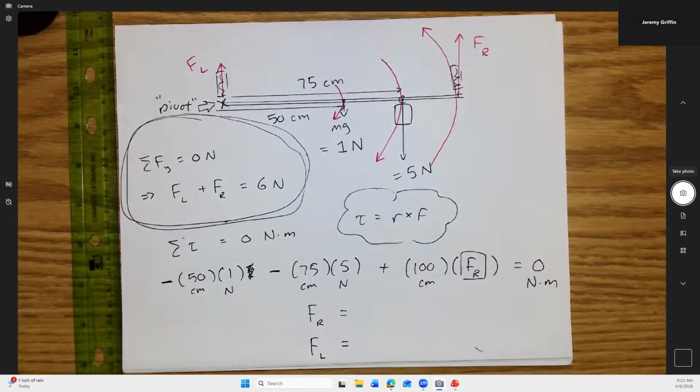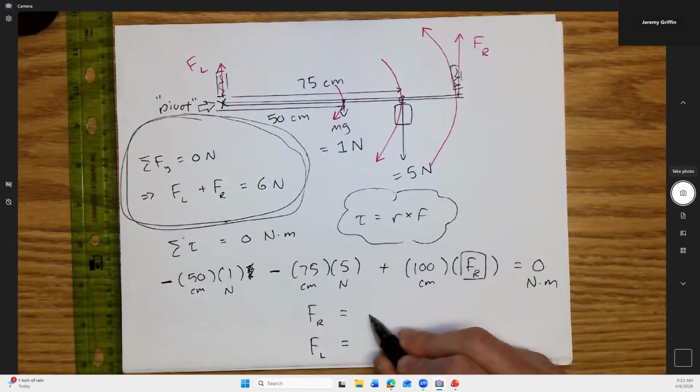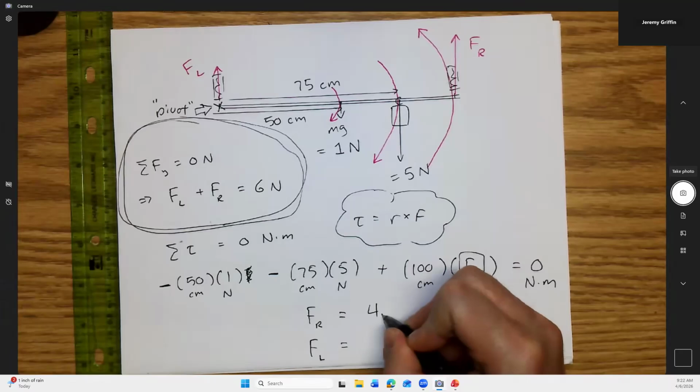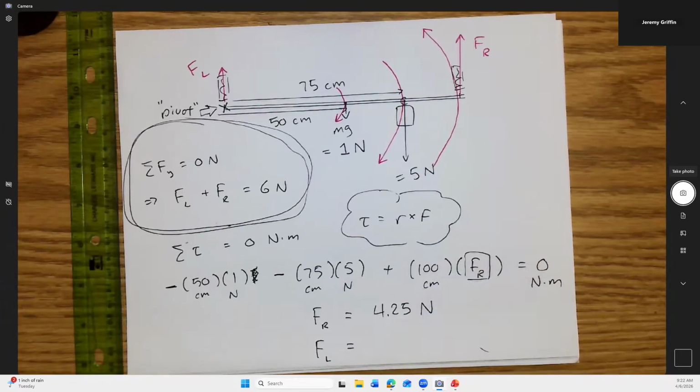All right, you guys go ahead and solve that. I'll solve it, you solve it. See if we're getting the same thing here. All right, what are you guys getting for the force on the right side? 4.25 newtons. That's what I'm getting too.